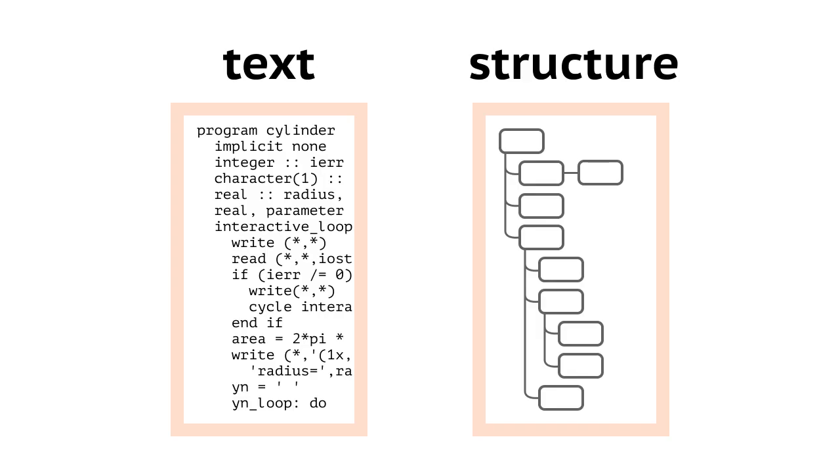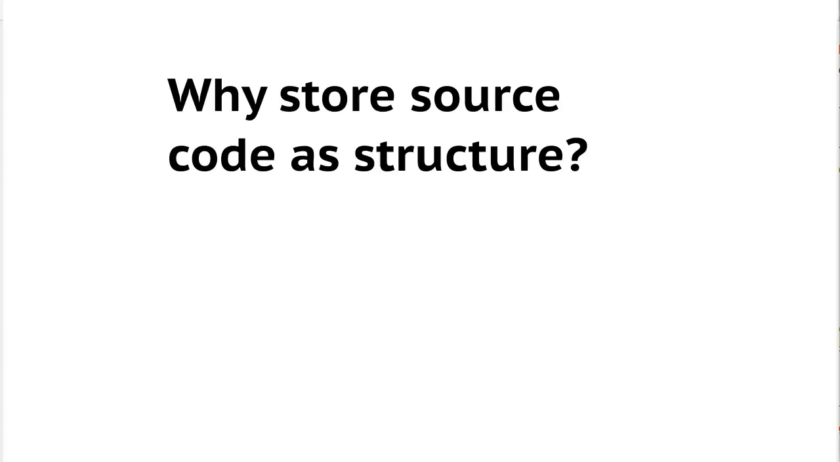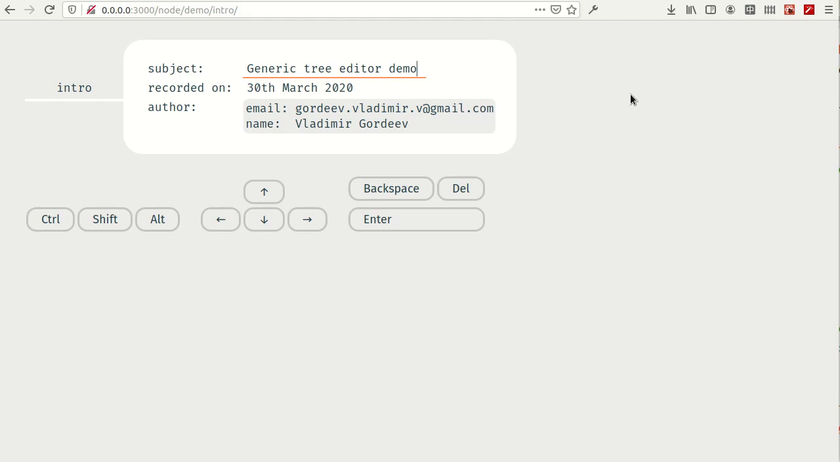So first, I would like to talk a little bit about why storing source code as structure is necessary. Storing source code as structure enables fine-grained versioning. For example, a version control system would be able to accurately tell which patches are purely cosmetic and which contain possibly breaking changes. Storing source code as structure allows us to forget about name clashes by using unique IDs for entries.